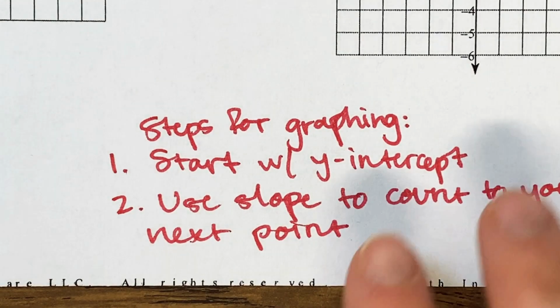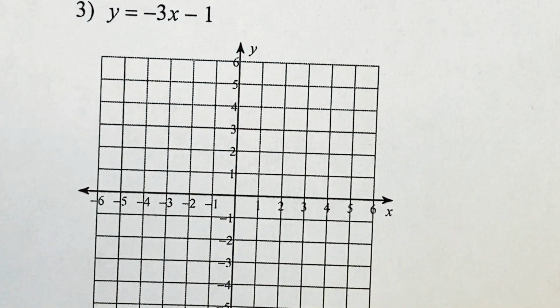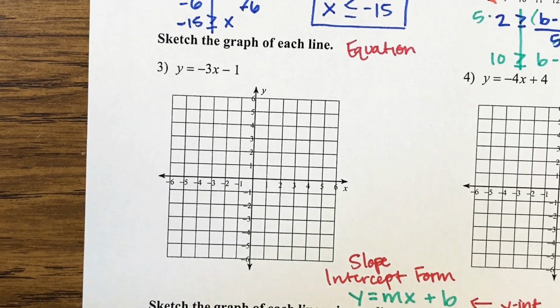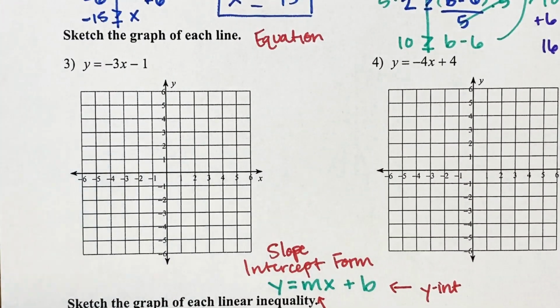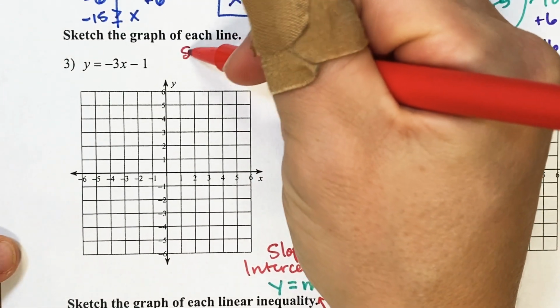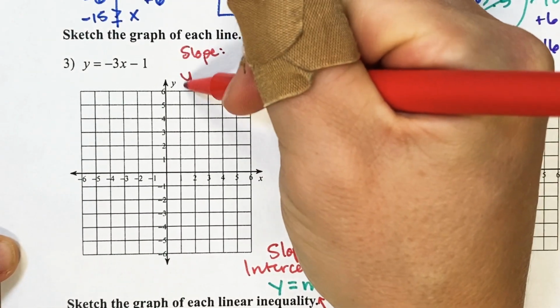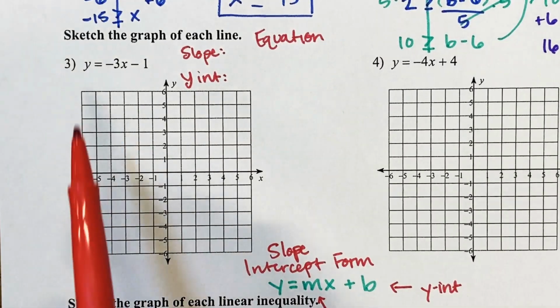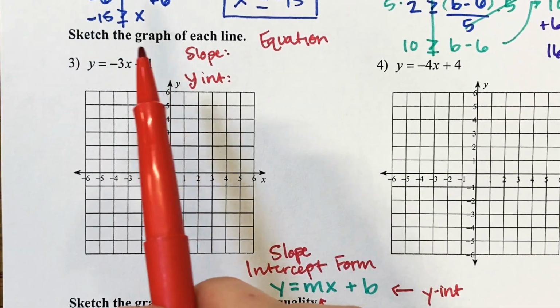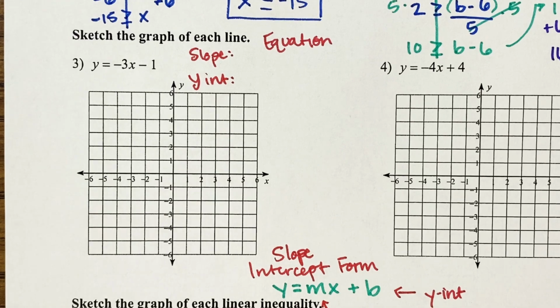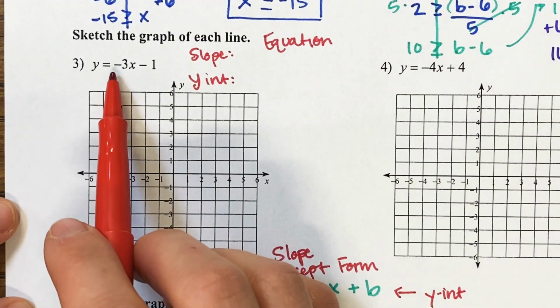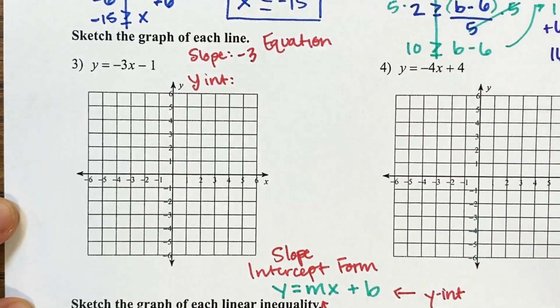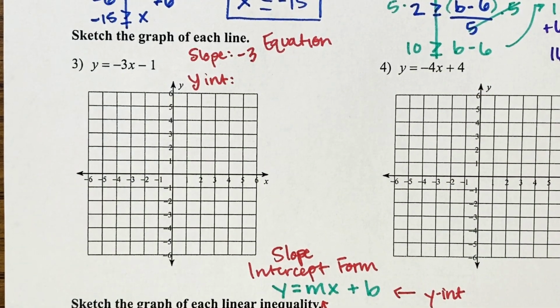Okay, so number 3. Looking at number 3, let's identify what our slope is and what our y-intercept is. Over here, let's write what our slope is and what our y-intercept is. Looking at number 3, what is my slope? What is the number that is right in front of the x? It's this -3. Good, so we have a slope of -3.